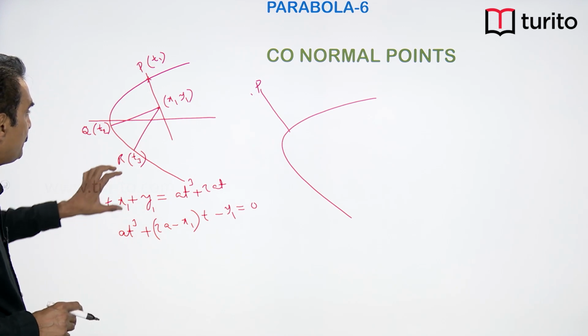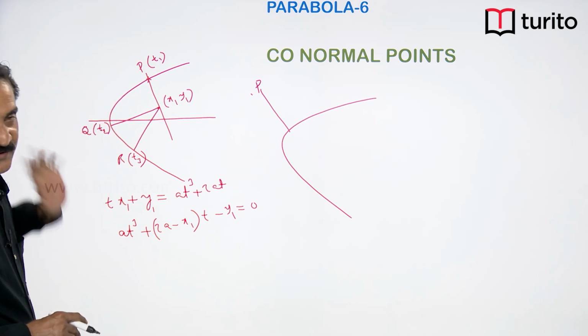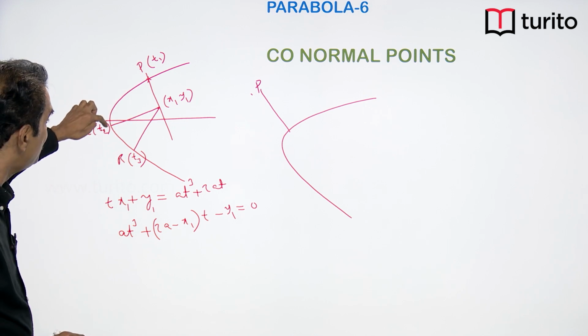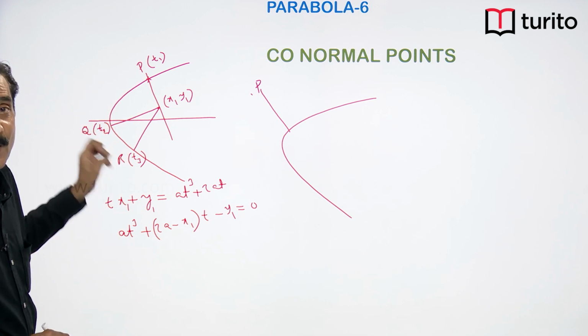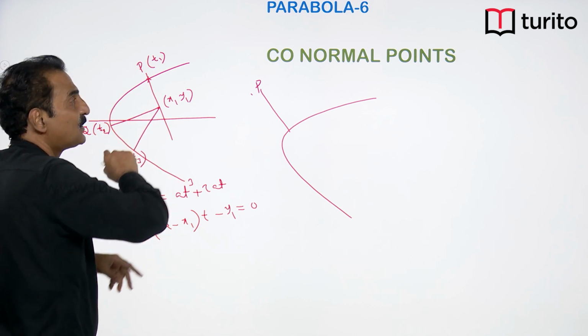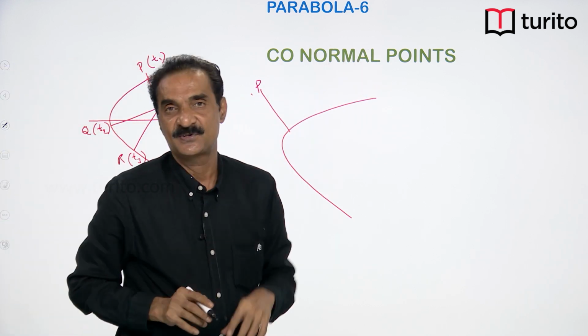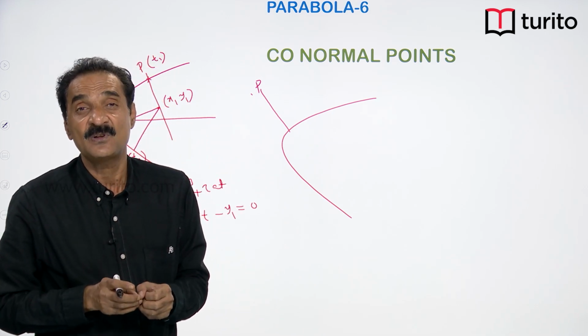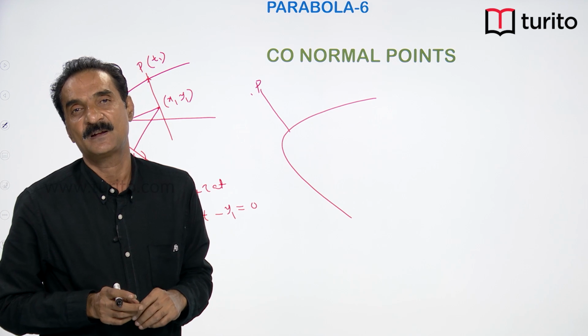So here, if 3 normals can be drawn through the point x1, y1, let the feet of the normals be P, Q, R with parameters t1, t2, t3. Then these 3 points are called co-normal points. So co-normal points are feet of the normals drawn from a given point x1, y1.